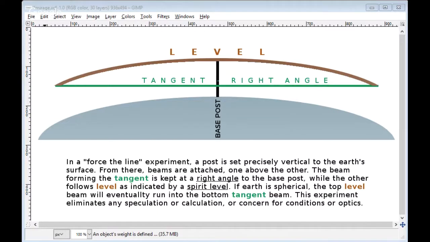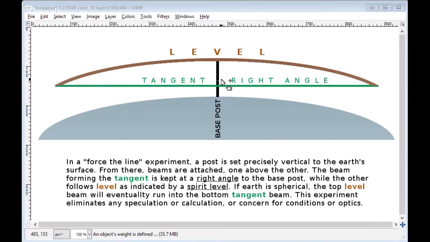And you can see I got the words right on here. In a force the line experiment, a post, this is the post, is set precisely vertical to the Earth's surface. That is to say, it is in line with the radius of the circle.